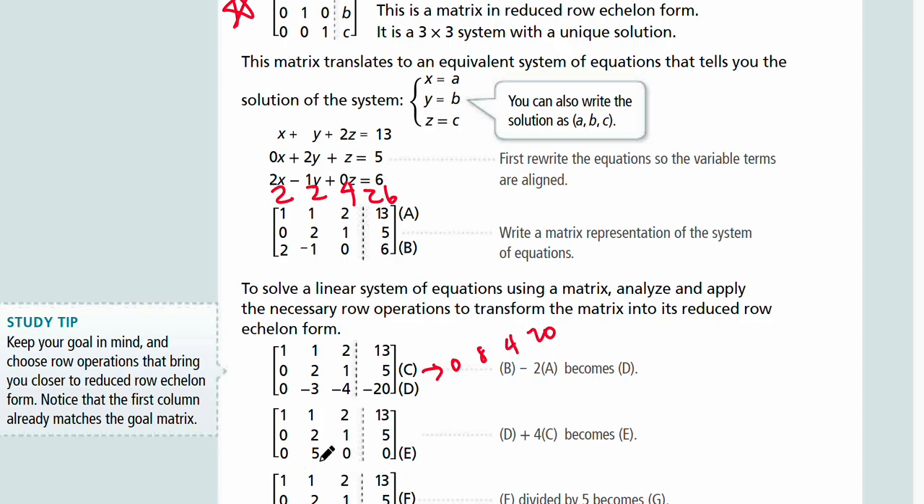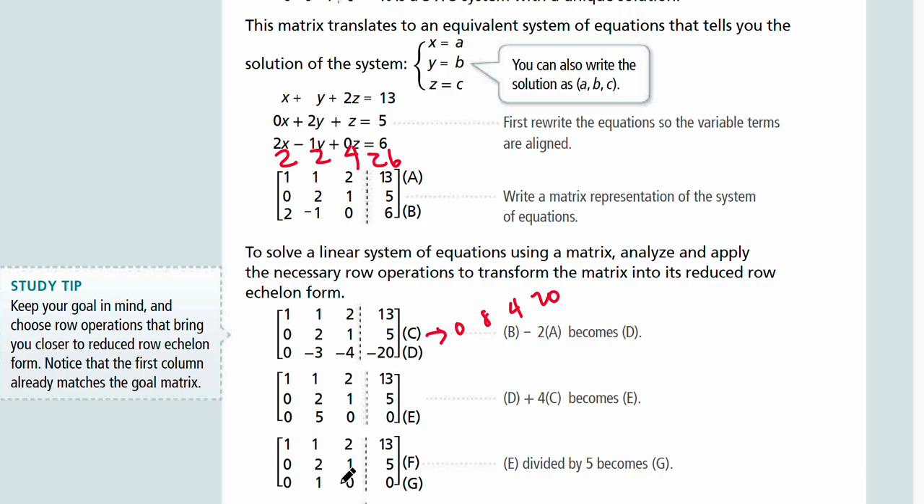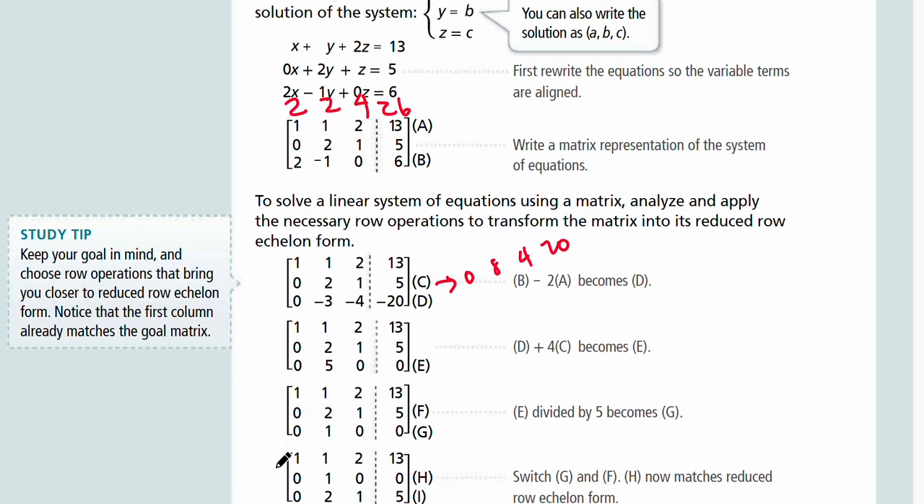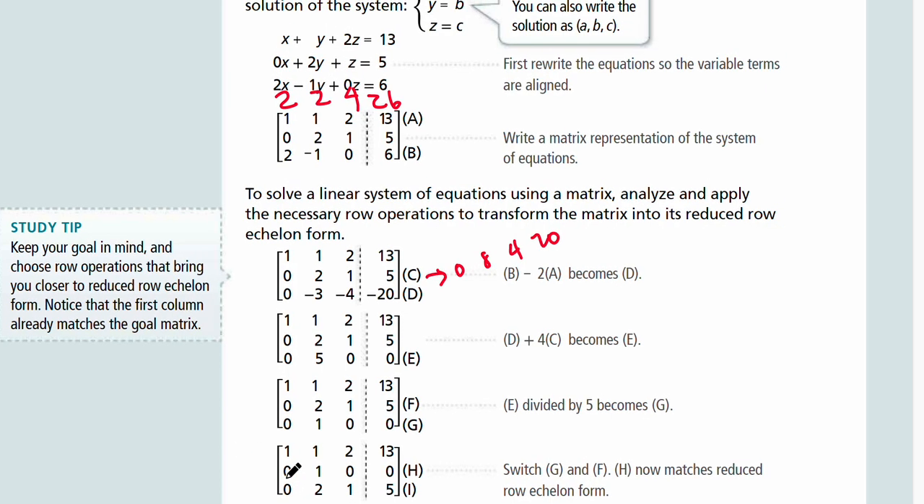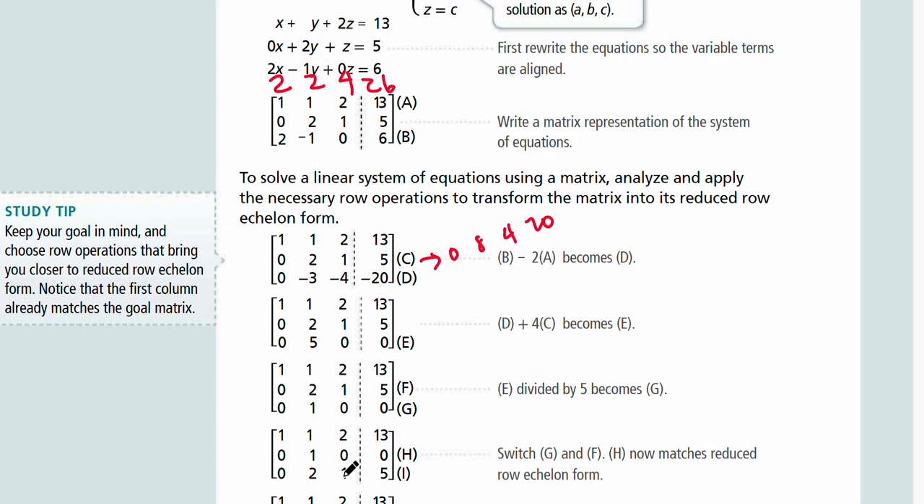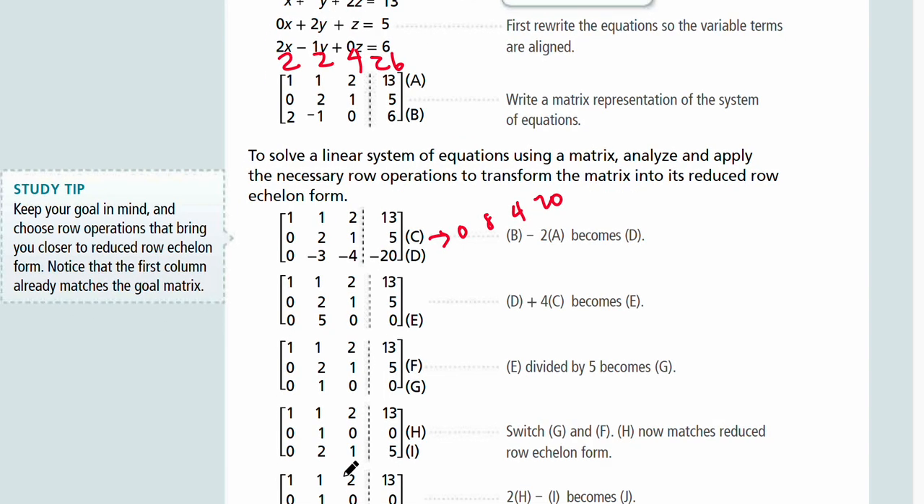And then we have 5, and you can just divide this by 5 to get 1. And now we have 0, 1, 0 here, and that's equal to 0. We can switch this row with the second row so that we have 0, 1, 0 on the second row. That's what we want, right? Now we have 1, 0, 0 in the first column and 0, 1, 0 in the second row, and we're getting closer. We do similar operations.